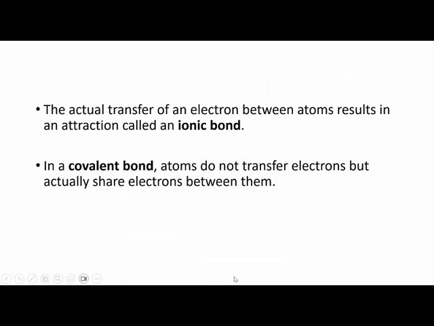Two types of bonds we're going to talk about. First, I'm going to talk about a covalent bond, where atoms don't transfer electrons, they don't gain or lose, but they share electrons between them. And then I'll talk about ionic bonds, the transfer of an electron between atoms. And the transfer of the negatively charged electron will cause the two now charged atoms to interact with each other and form an ionic bond.